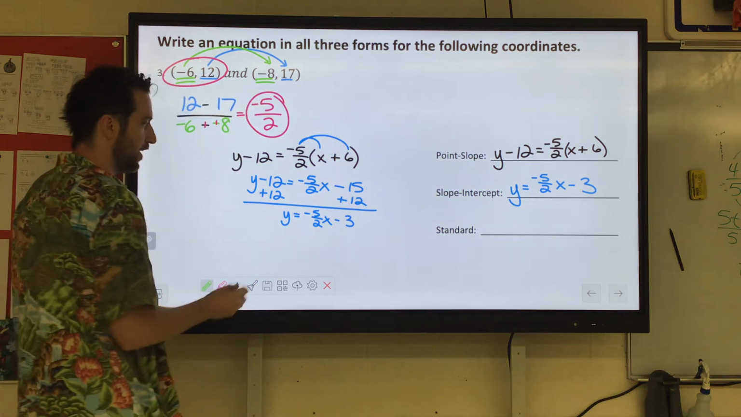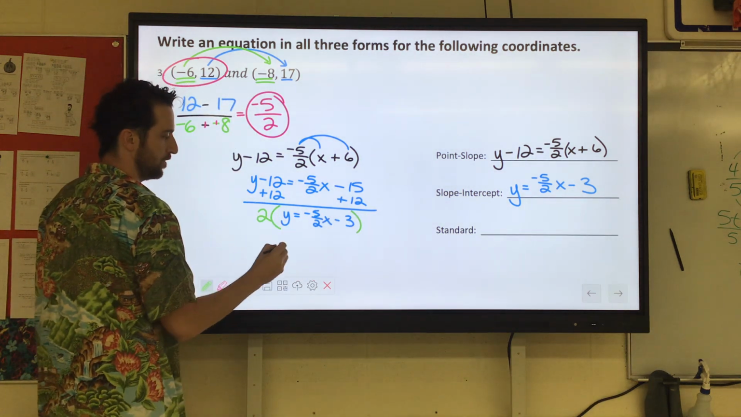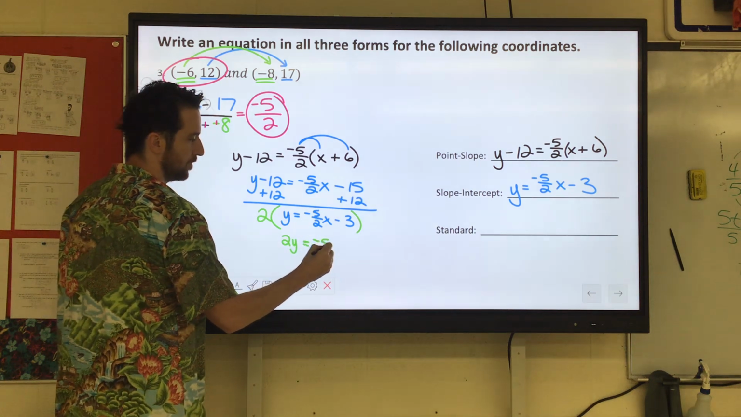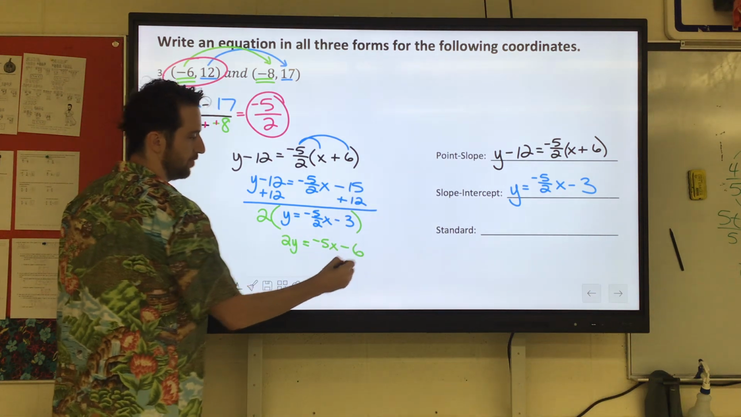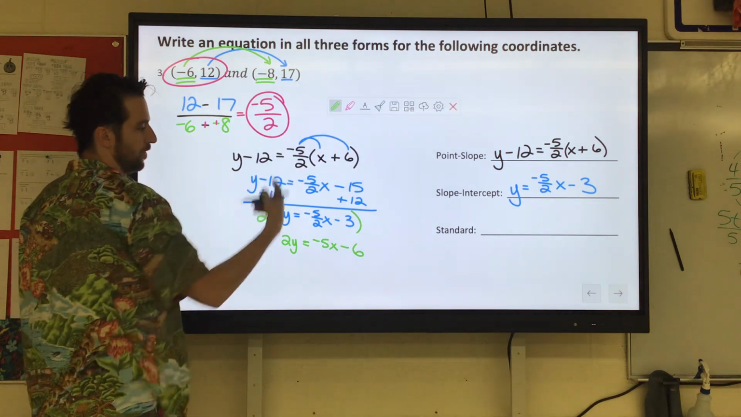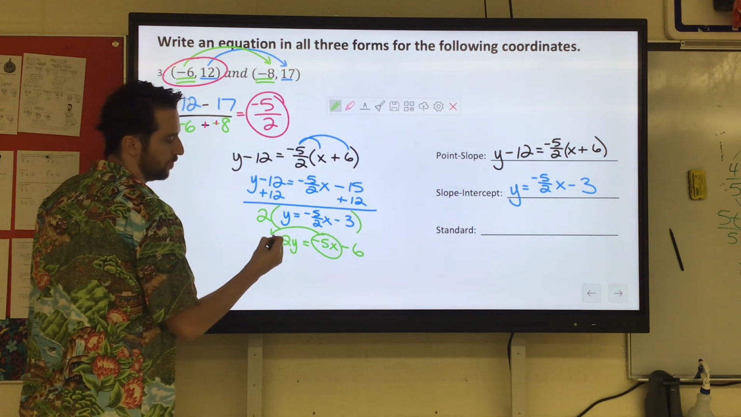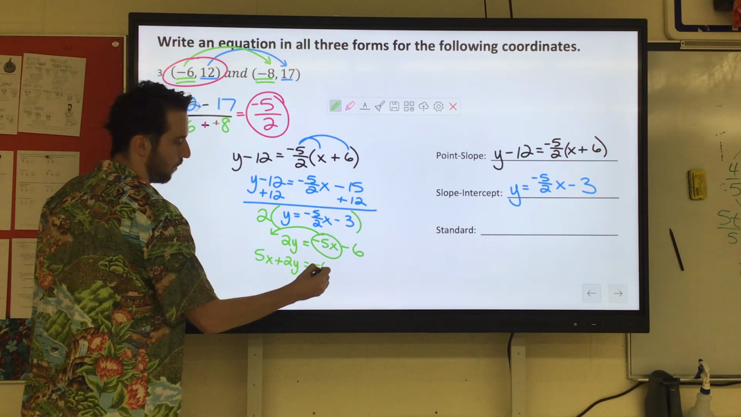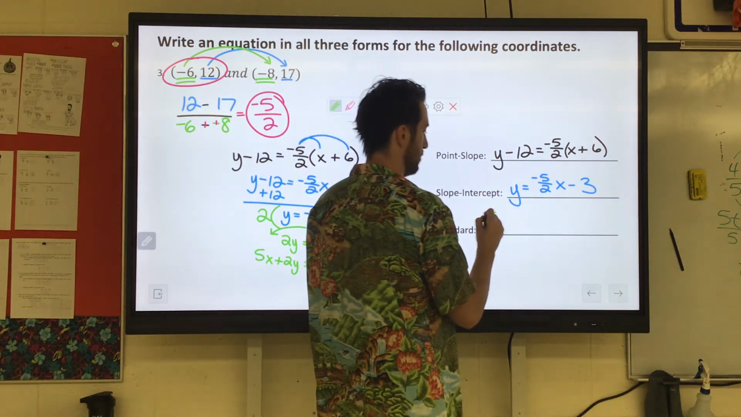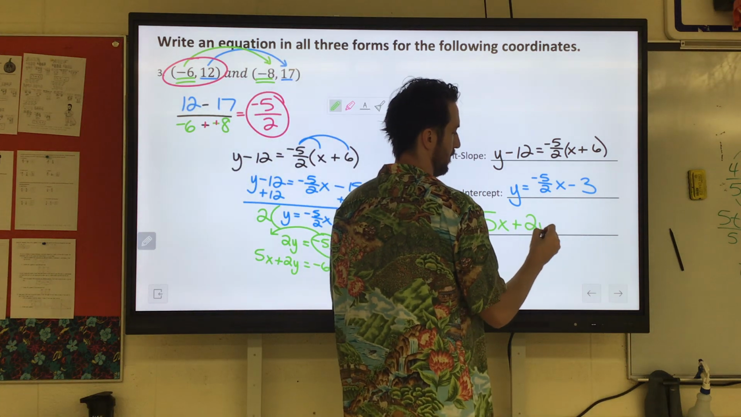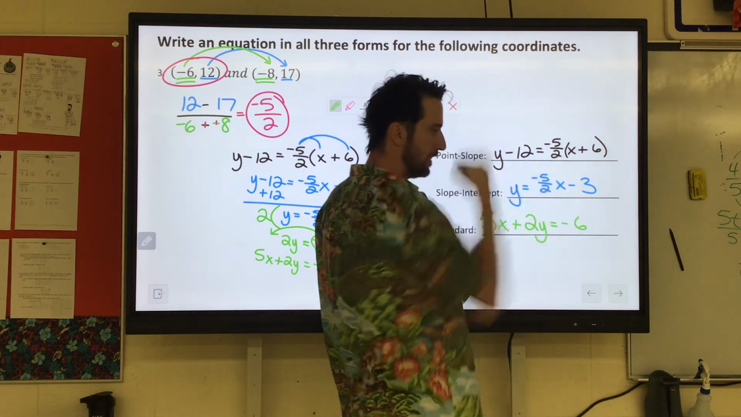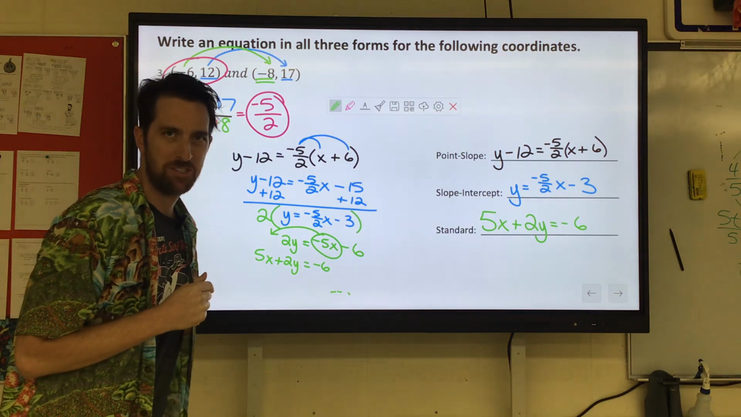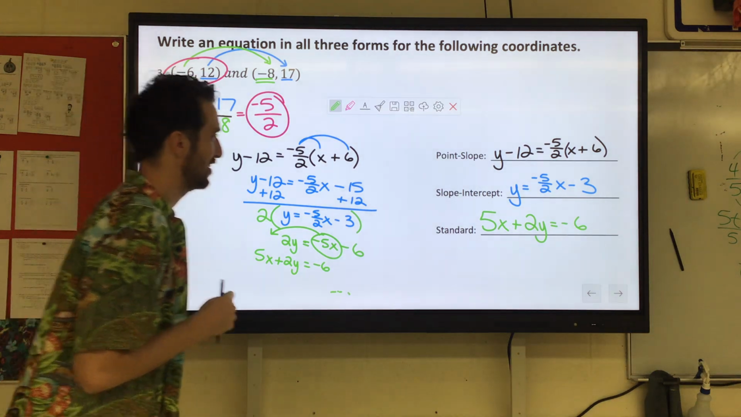We got to clear out the fractions, so we'll multiply this by 2. That will give me 2y equals negative 5x. 2 times negative 3 is negative 6. One more step. We got to get the negative 5x to the other side, so we will add it to move it over there. 5x plus 2y equals negative 6. Yes! One more. We're almost done.